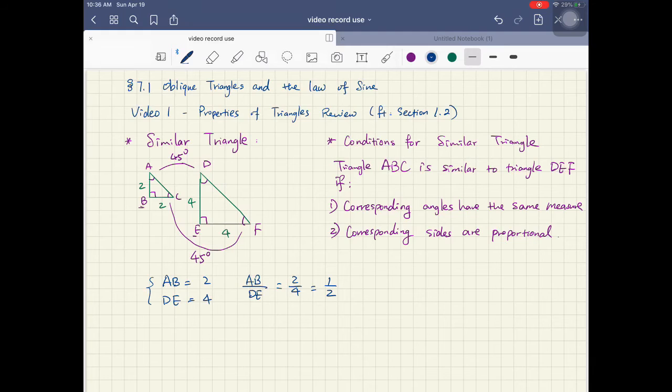Then for the other corresponding sides, BC is 2 and EF is 4, so the ratio of BC over EF is also 1/2. So the second condition says the corresponding sides are proportional. That means the ratios between any corresponding two sides are equal. So both equal the ratio of 1/2. I make it twice as big.